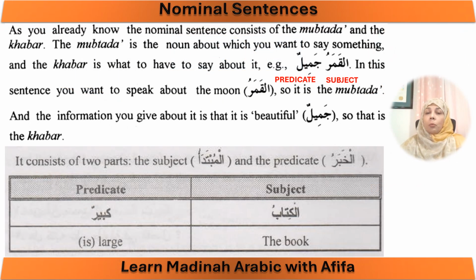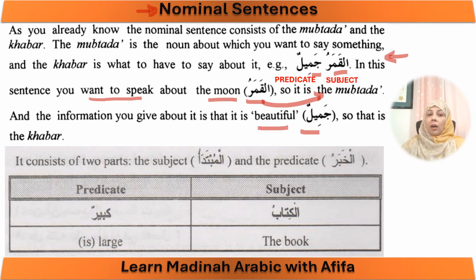So in this lesson, we are going to continue our discussion of nominal sentences in more detail. Let's start with this example right here. Al-qamaru jamilun. This means the moon is beautiful. So in this sentence, you want to speak about the moon. Al-qamaru is the mubtada because you are speaking about the moon. And the information you want to give about the moon is the khabar. So, jamilun, it is beautiful, is the khabar.